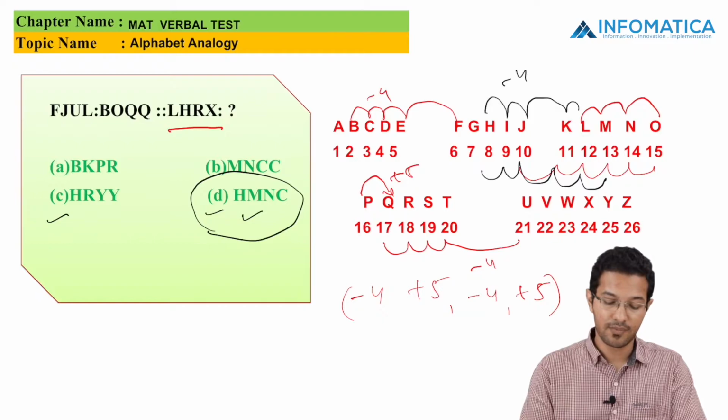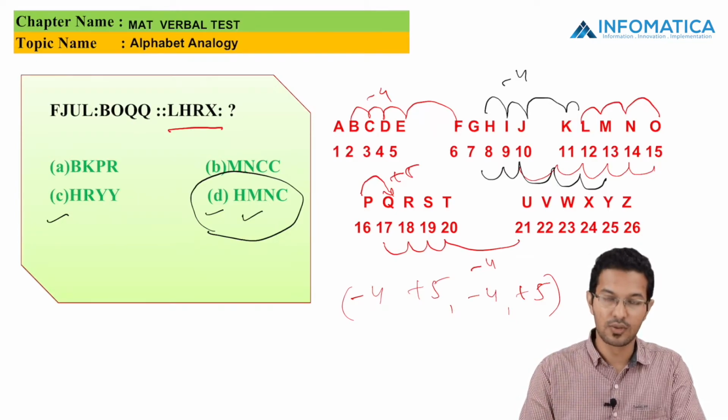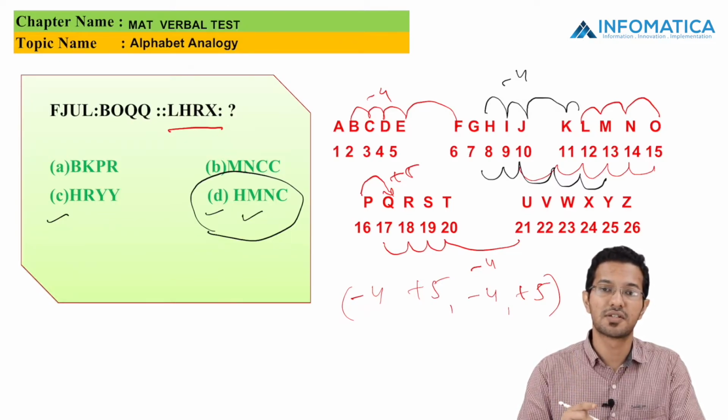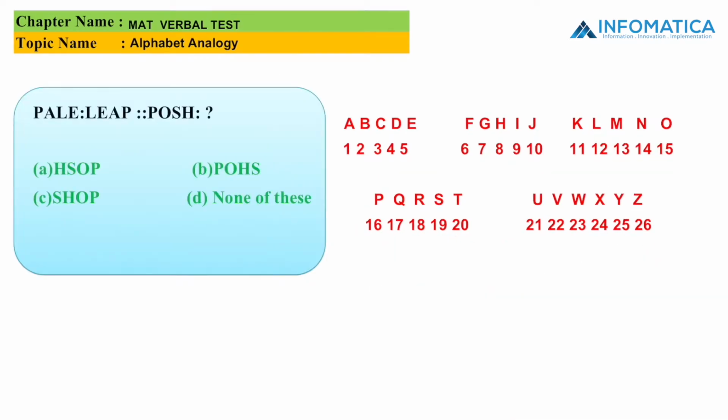Let's verify it. If I go 4 steps back from R, I will be reaching the letter N. And if I go 5 steps ahead from X, I will be reaching the letter C. So it is truly verified and we can understand that the answer to this question is option D, which is H, M, N and C. Let's move on to the next question. So let's write it down first.